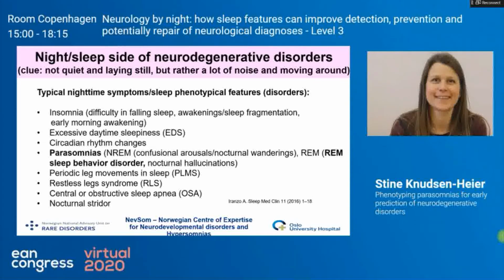These can be confused with other sleep disorders like periodic leg movements or restless legs that can look like RBD, RBD mimics, and also central and obstructive sleep apnea and nocturnal stridor can be pretty violent, and the patient can move violently in order to try to breathe because of low oxygen, or they can be aroused and confused, and it can look like a REM sleep behavior disorder.